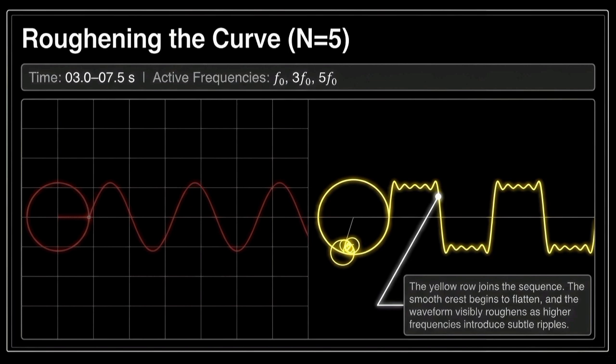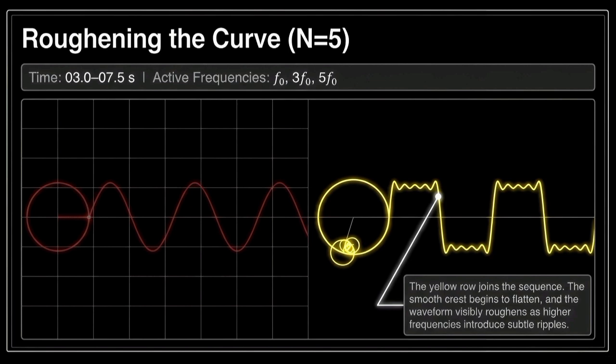Between 16 and 17.5 seconds, the green row activates, and it's labeled n equals 15. And you can see the visual impact immediately. You really can. The corners of the wave become much steeper, and the overall shape just gets this sudden burst of high-frequency definition. Right. And then we hit the grand finale. The purple row activates, labeled n equals 21.